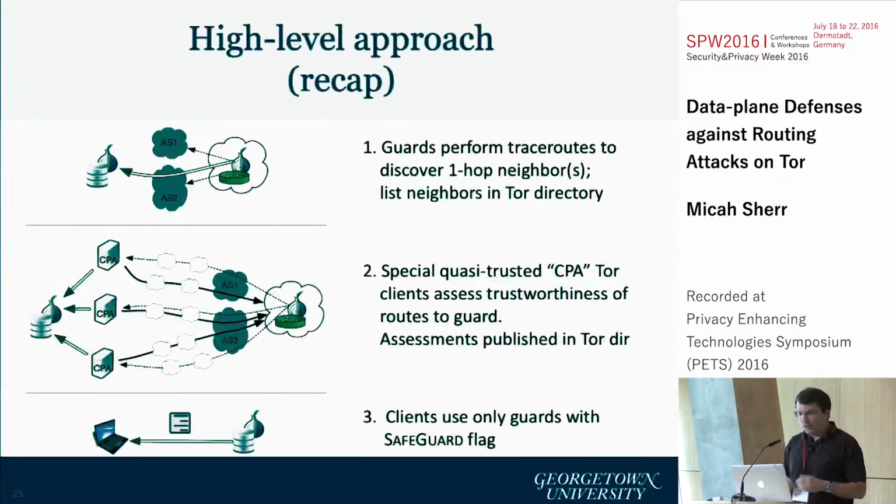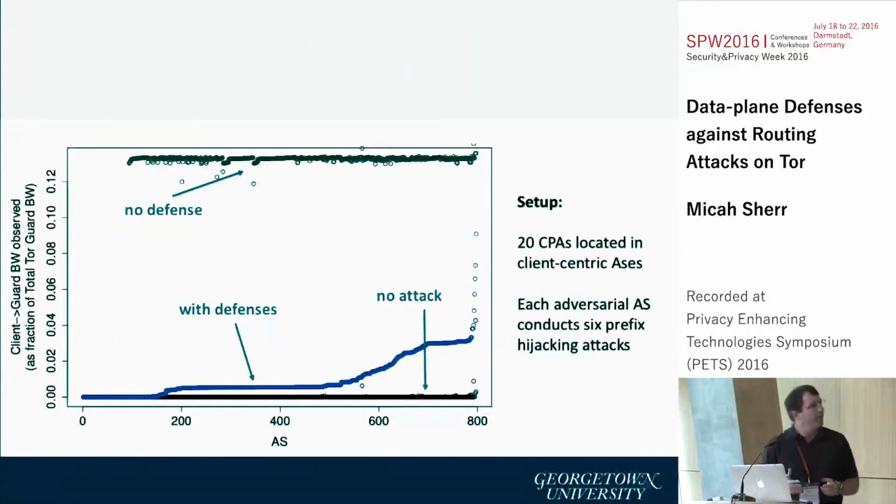So to recap, the guard performs trace routes to discover its neighborhood. It uses these CPA nodes to assess the trustworthiness of guards, and clients only use the guards where some majority of the CPAs or some configurable fraction of the CPAs believe in the guard's trustworthiness. Does this thing work?